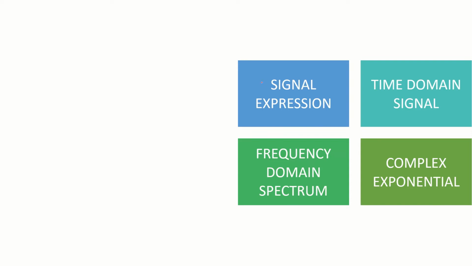In this Fourier series, we're going to see there are two types of domain: a time domain signal and a frequency domain spectrum. This frequency domain spectrum can be expressed as a signal expression or complex exponential. So this is what we will cover today. Perhaps we have covered some of it in our previous class. So now let's go to the Fourier series.